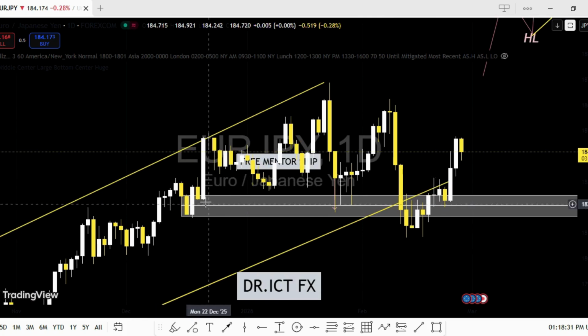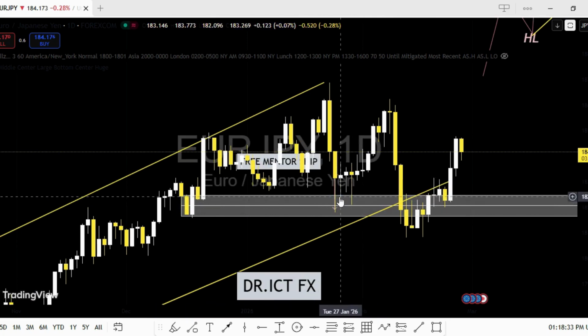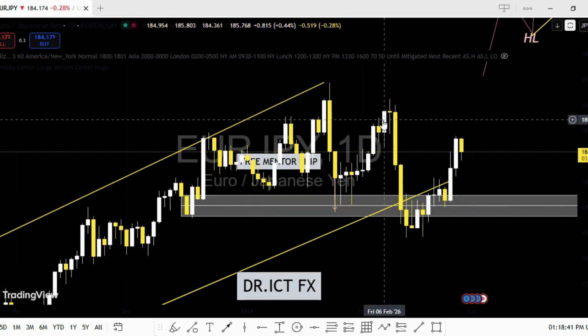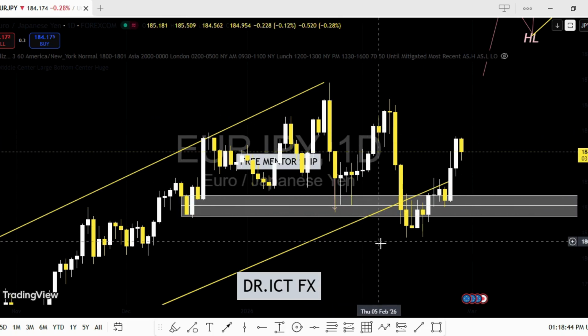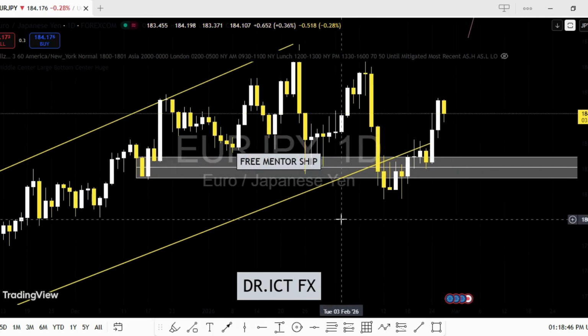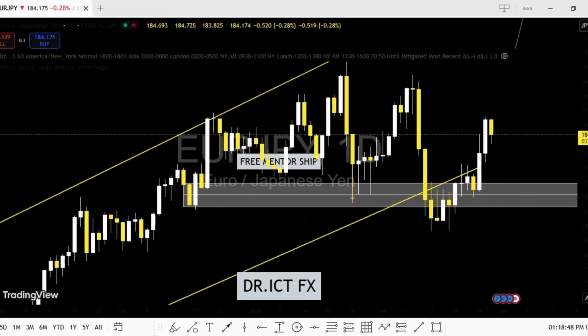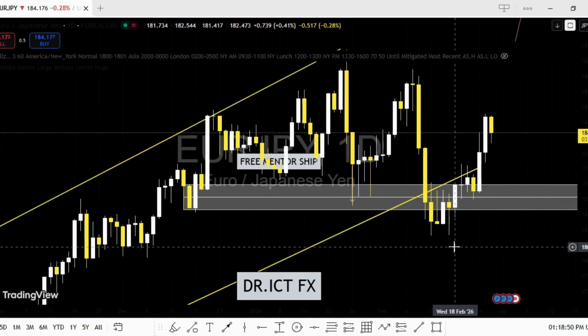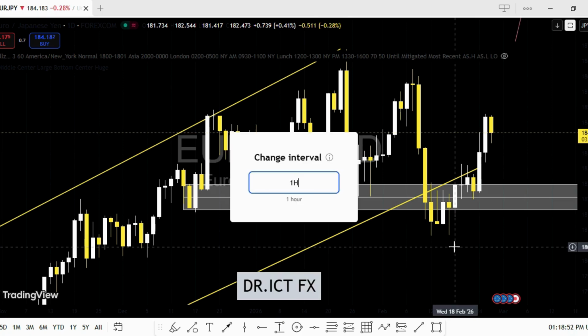When you look at the price swing here, price came back and tapped into this important key zone, the demand zone. When it tapped into the demand zone, price was able to move up. So what does that mean? It means you go to the lower time frame for refining entries. Let me drop to the 1 hour time frame.